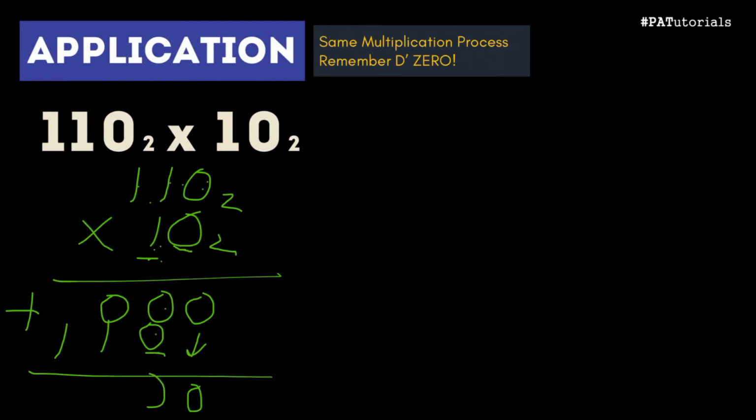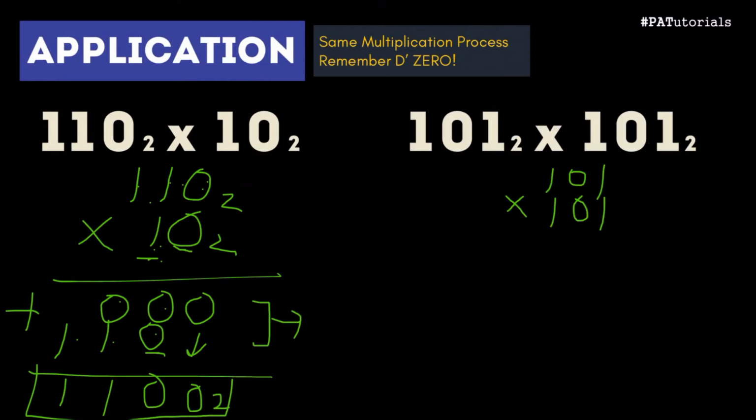Tapos, eto 0 plus 0, that is equal to 0. 0 plus 1 is equal to 1. And then 1, since wala siyang kapartner, that would be 1. So, ibig sabihin, ito ang ating final answer. Now, let's try this next example.